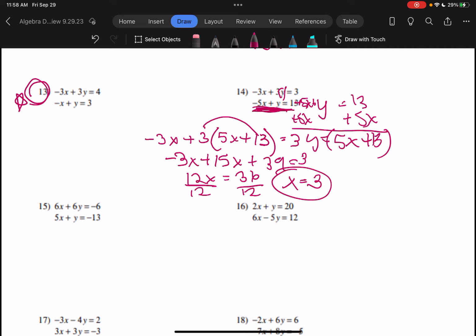Now I can take this 3, plug it back in, and see what I get for y. So I'm going to use this equation because it's a little bit simpler. So we have negative 5 times 3 plus y equals, what is that, 13. Negative 15 plus y equals 13. And then I'm going to go ahead and, where did I go? Oh, you know what, you all? I made a mistake. See? Okay. So this is right.